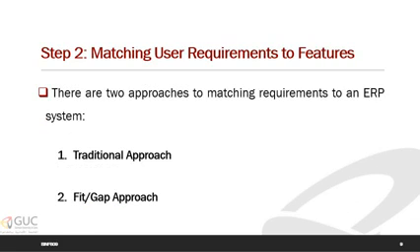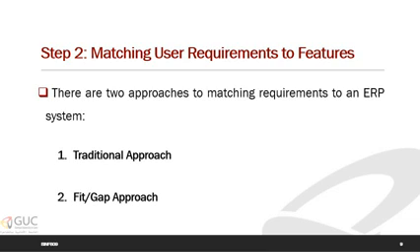The second step is matching user requirements to features. There are two approaches to matching requirements to an ERP system. The first is a traditional approach: to meet with departments and groups in the organization and define requirements, taking into account legacy system functionality and business process re-engineering. A newer approach that has been addressed after the ERP was purchased is the formal fit-gap process.